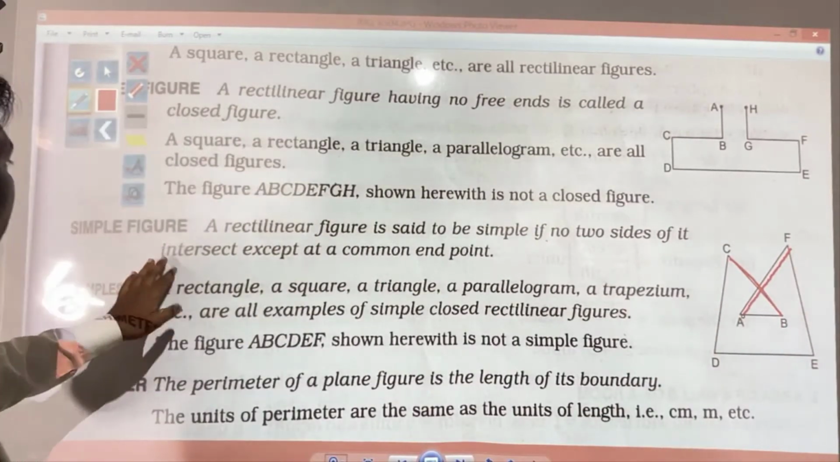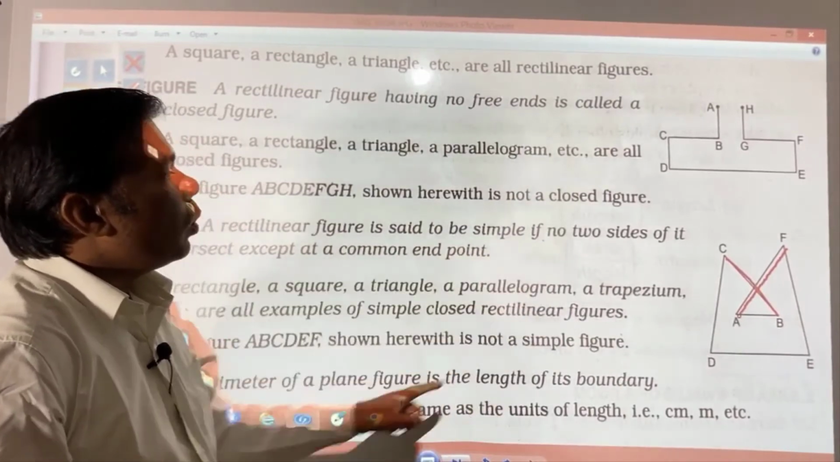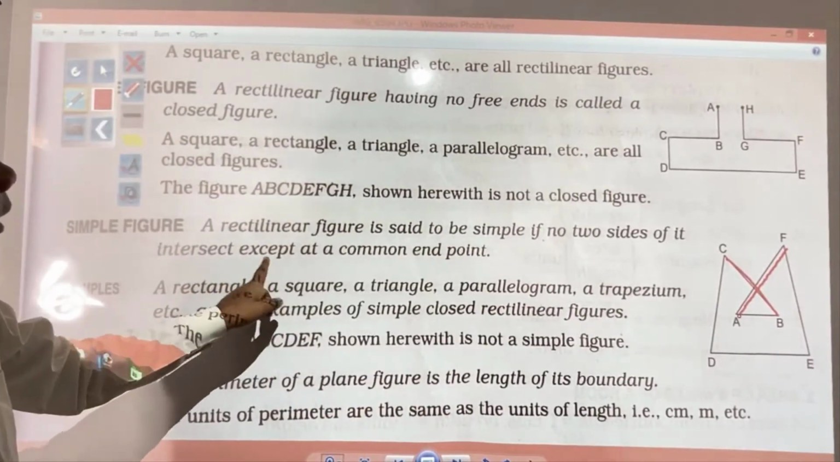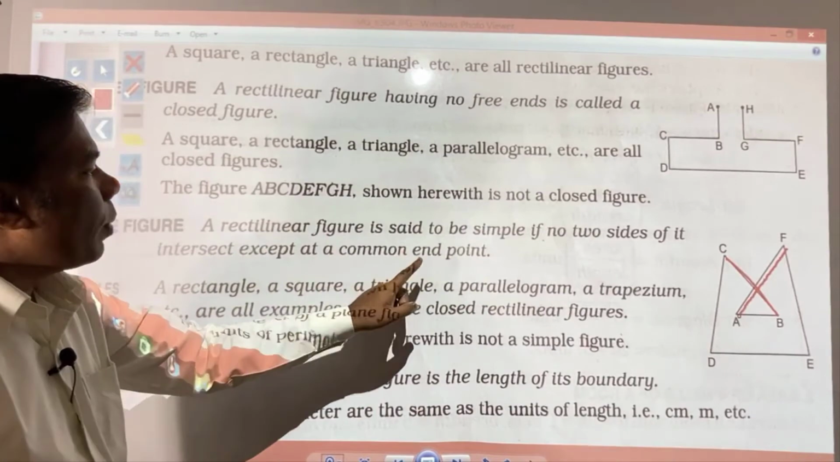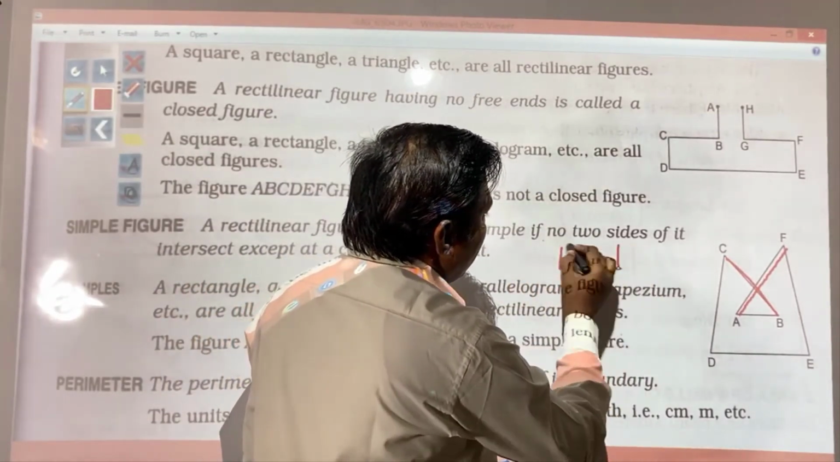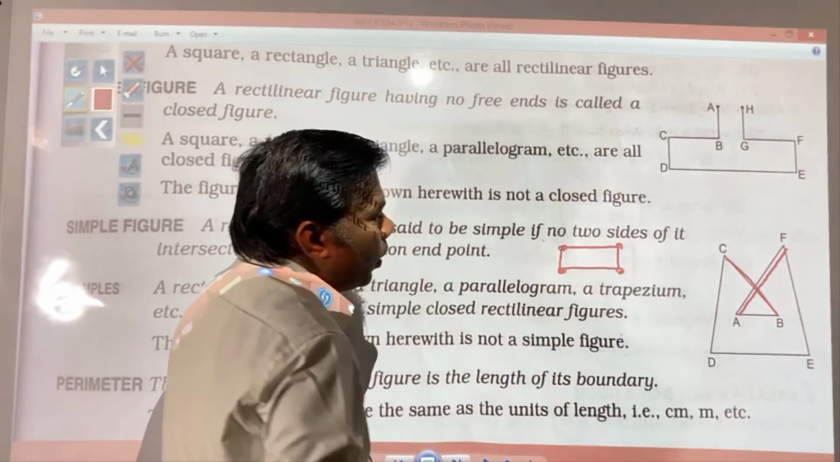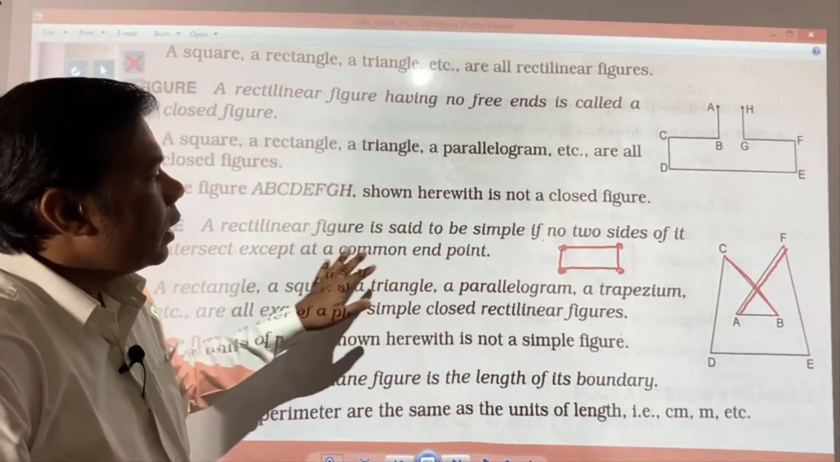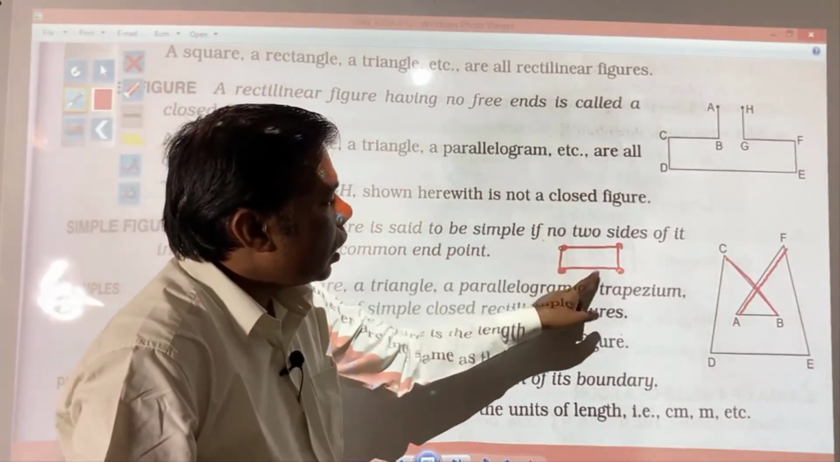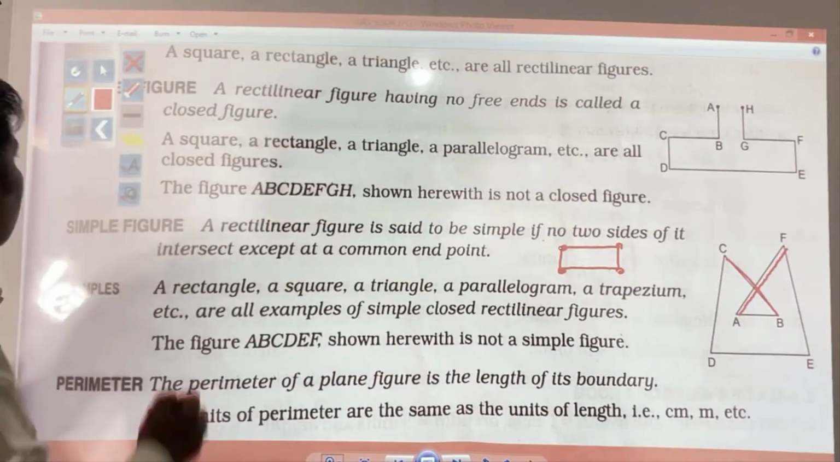In the definition, what has been written? A rectilinear figure is said to be simple if no sides of it intersect except at a common end point. So just you see, if you are making a rectangle, only a common end point you have. Common end point may be, but lines should not be intersected. So those figures will be called simple figures.